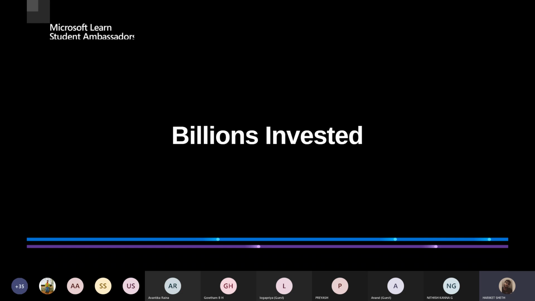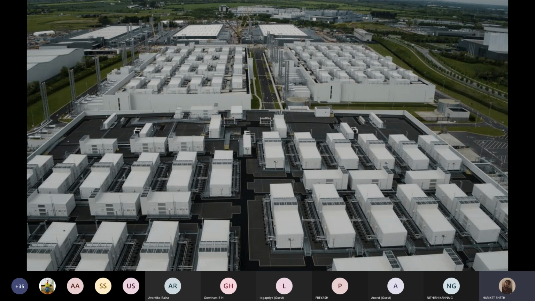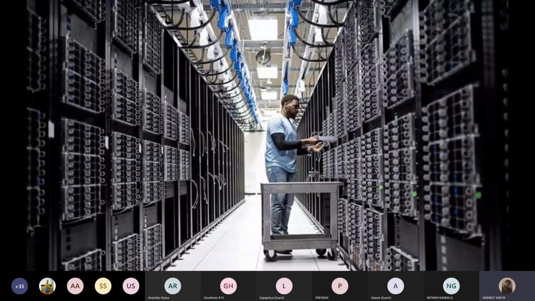So yes, billions are invested in cloud computing service providers. Now, this is one of the data centers of Microsoft, which is based in Seattle. You can see it has a lot of floors, a lot of sections, and a lot of servers running seamlessly inside these platforms. So you can have an inside look also. This is one of the data centers of Azure.